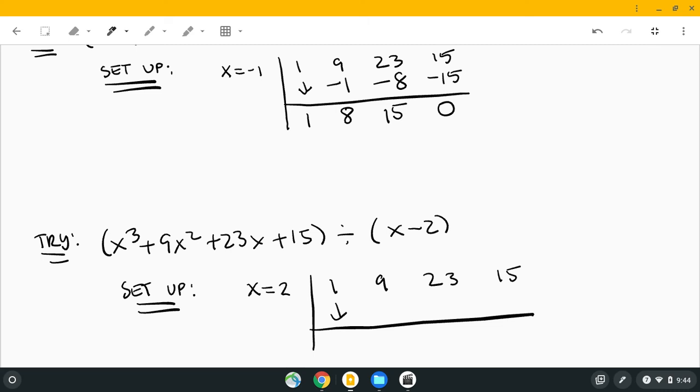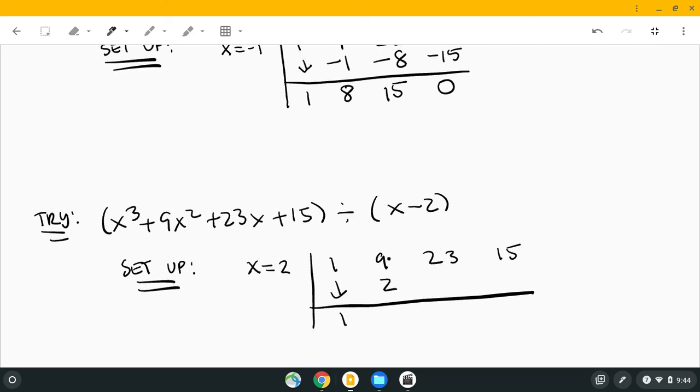Okay, so we're going to go ahead and bring this down, and then we're going to multiply. So always bring that down. Then you multiply 1 times this outside number. 1 times 2 is 2. Okay. Then we're going to go ahead and combine these. 9 plus 2 is 11. Okay. And then repeat. So 11 times the outside number is 22. And then add these. 23 plus 22 is 45. 45 times 2 is 90. And then here we get 105.